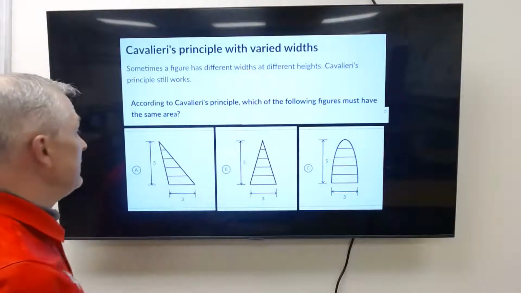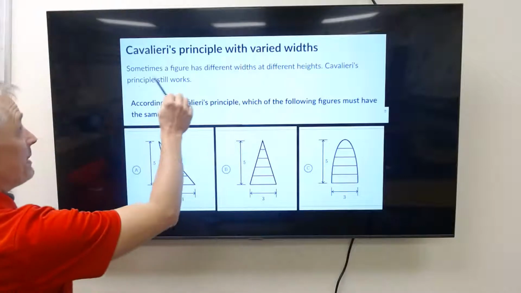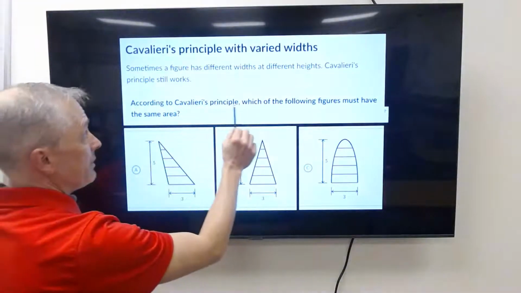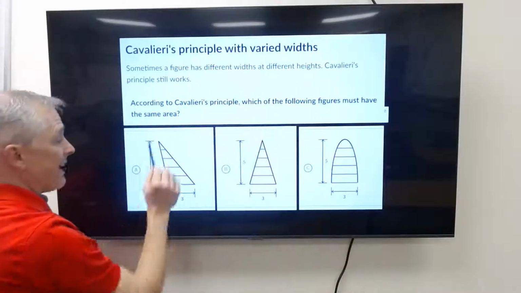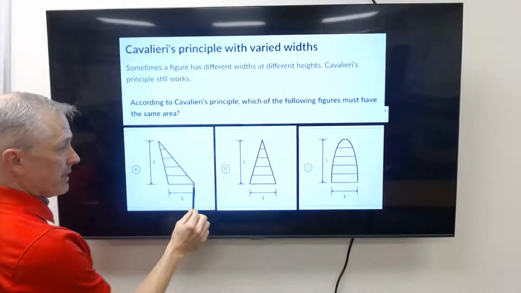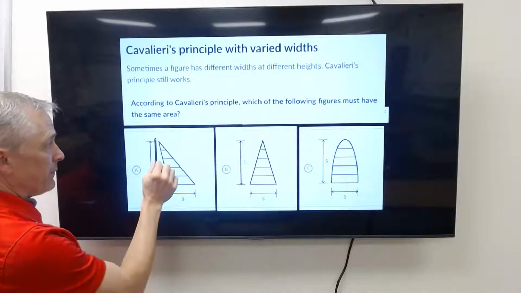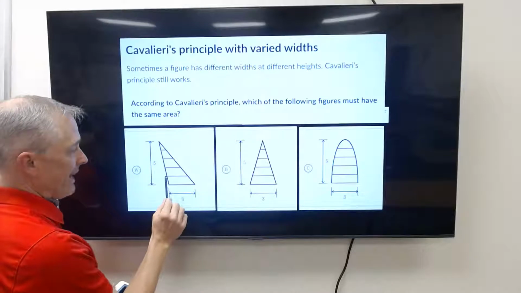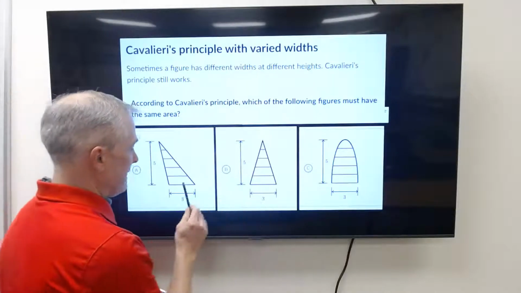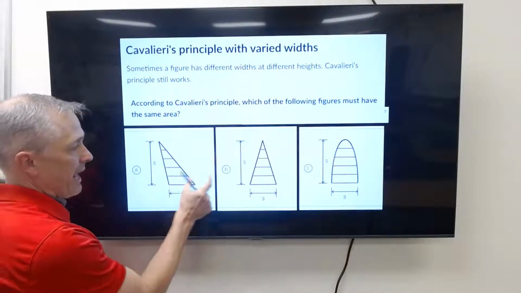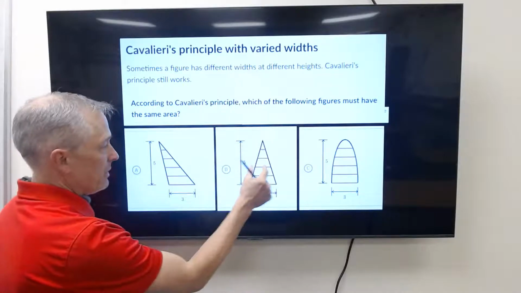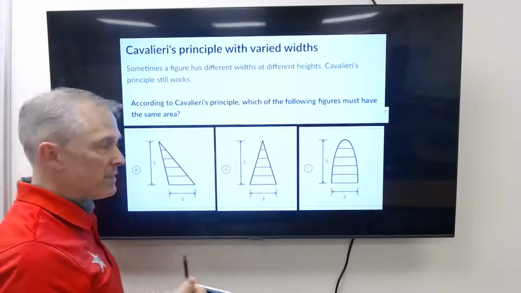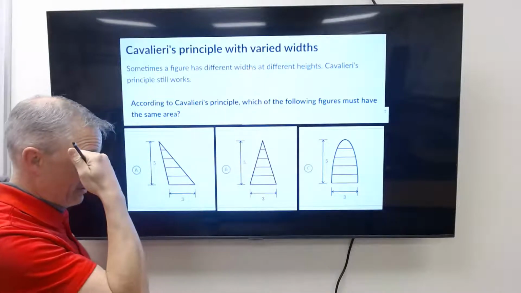Here's where they try and trick you. Sometimes a figure has different widths at different heights. According to Cavalieri's principle, which of the following must have the same area? This is 3. This is 5. This is 3. This is 5. Now, at this height, maybe it's 2.5. Maybe this is 2. Maybe this is 1.5. Maybe this is 1, and then back to 0. Obviously, I didn't do it at a uniform rate.